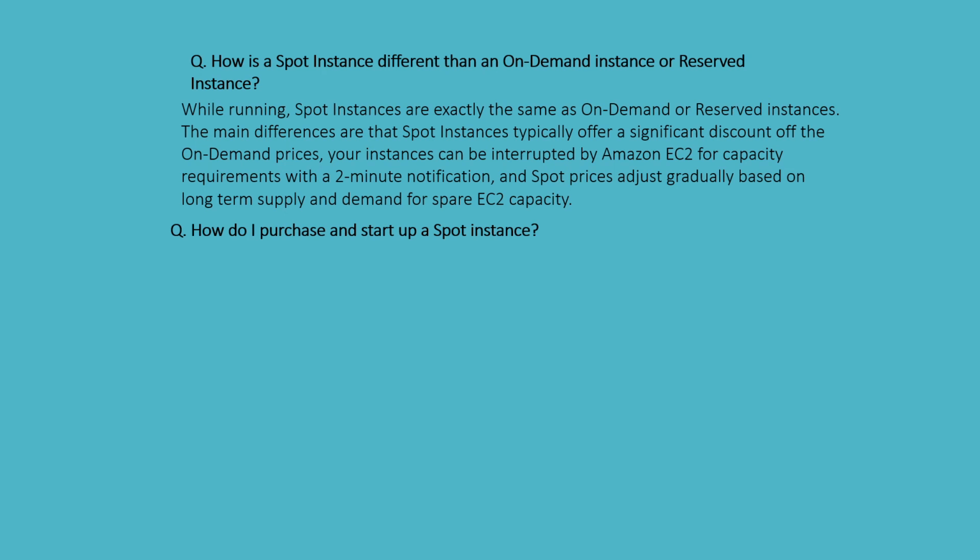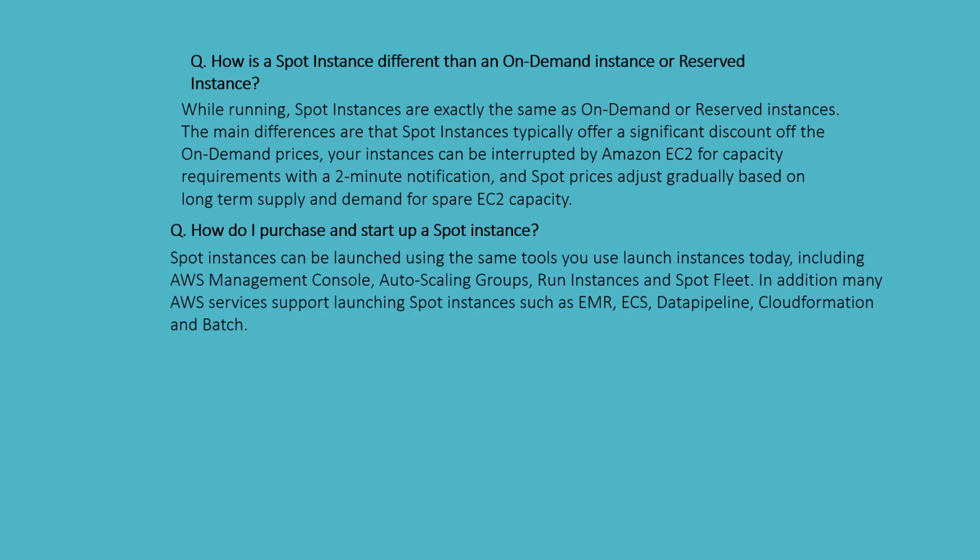How do I purchase and start Spot Instances? Spot Instances can be launched using the same tools you use to launch instances today, including the AWS Management Console, Auto Scaling groups, RunInstances, and Spot Fleet. Additionally, many AWS services launch Spot Instances, such as EMR, ECS, Data Pipeline, CloudFormation, and CloudWatch.